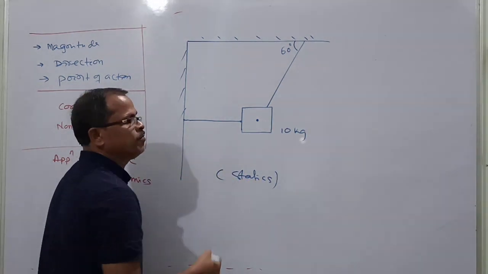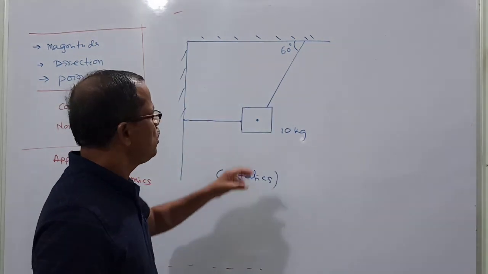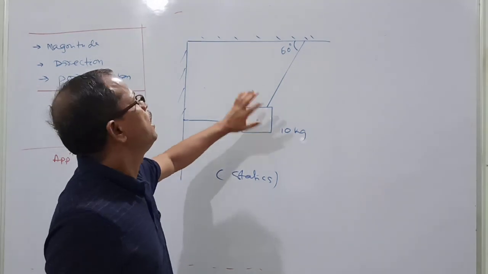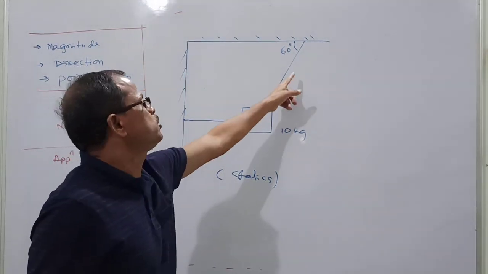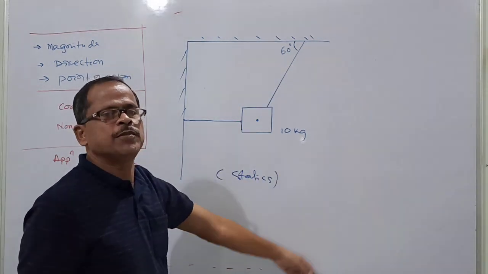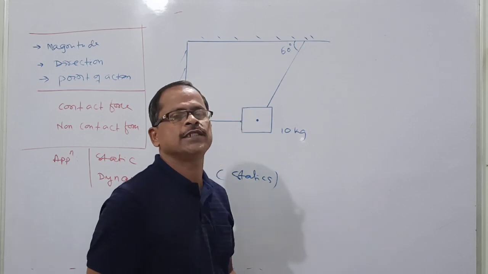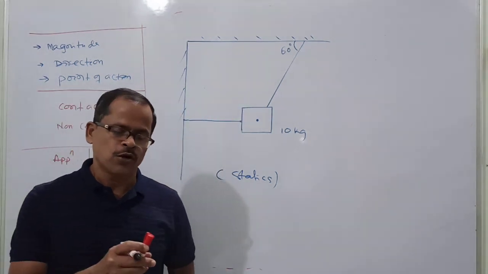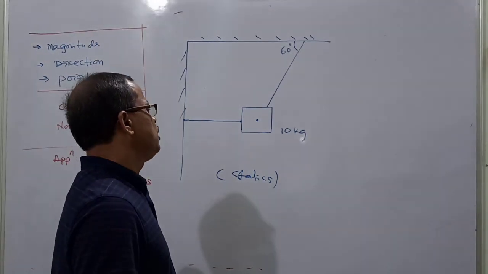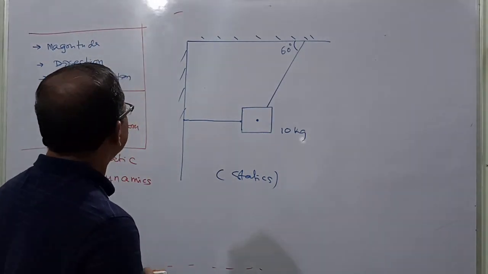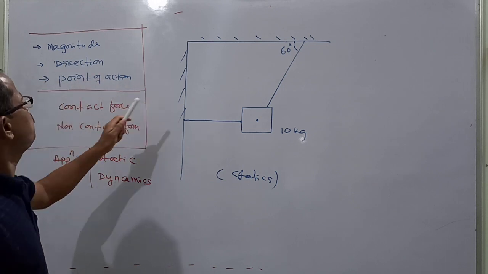If it is a statics problem, then I have to draw a free body diagram. That means I have to draw only the 10 kg body, removing the roof, the wall, and the supports. These supports will be represented by contact type forces or non-contact type forces acting on the body. Now come to the first step. What is the first step? The first step is to find out the directions of the forces and the point of action of the forces.